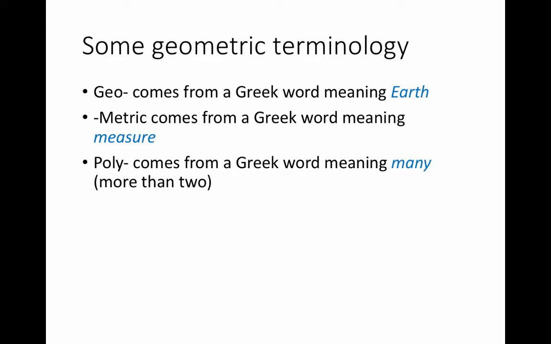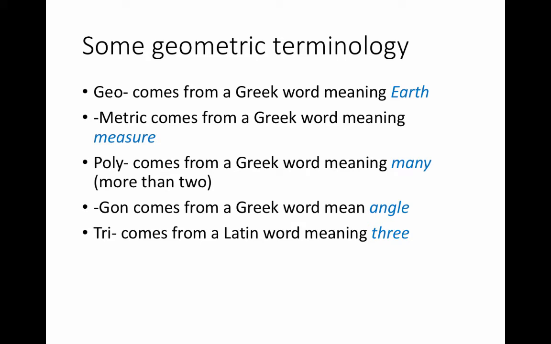Poly comes from a Greek word meaning many. Technically, when you see poly, you know that it means more than two. Gon comes from a Greek word meaning angle. So the word polygon means many angles. A polygon is a geometric figure with more than two angles.